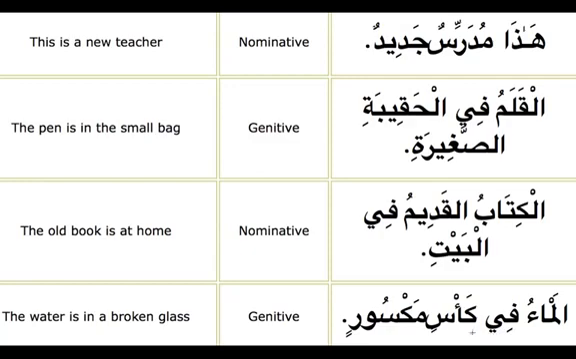Al ma'u fi ka'sin maksurun. Ka's means cup. Maksur is broken. So when we translate, we say al ma'u, the water. Ma means water. The water is in a broken cup.